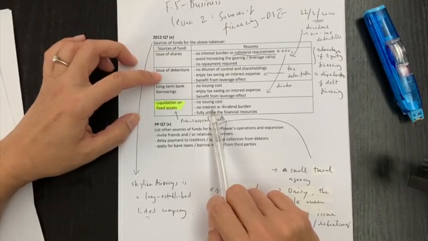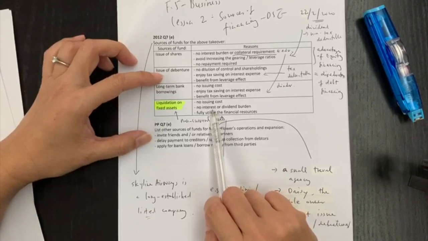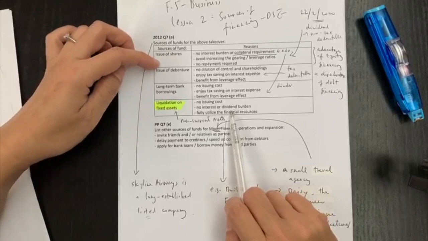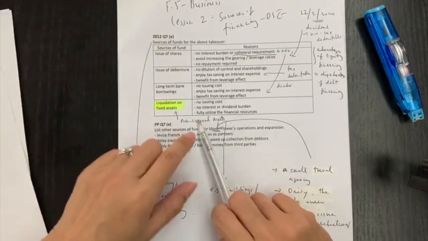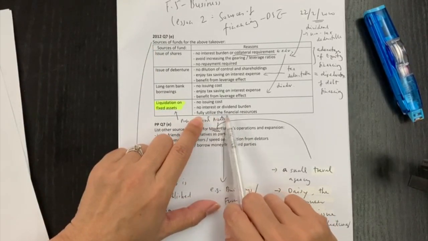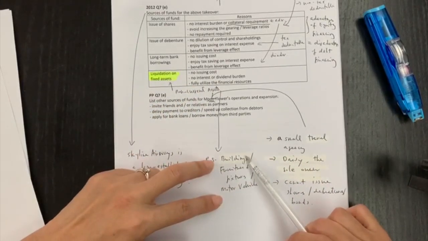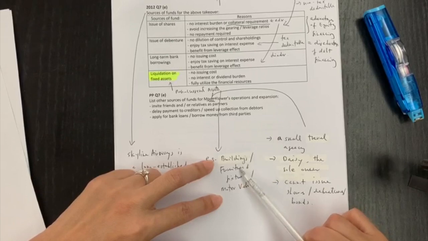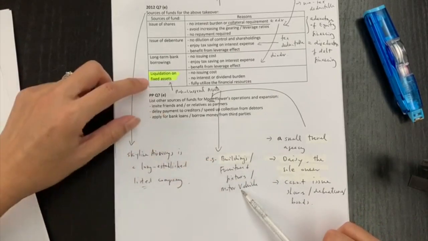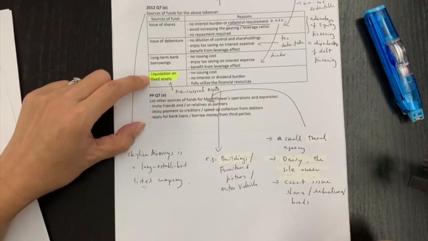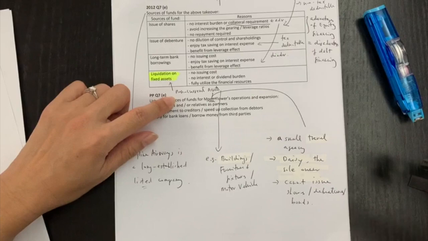This is the advantage when you compare with issuing debentures, right? And then you don't need to pay dividend. You don't have dividend burden if you issue shares. And finally, this is special: fully utilize the financial resources. So you check if you have redundancy about all these things because you're not going to use it. You can think about selling them all to get back money. So that is about liquidation on fixed assets and liquidation on non-current assets.